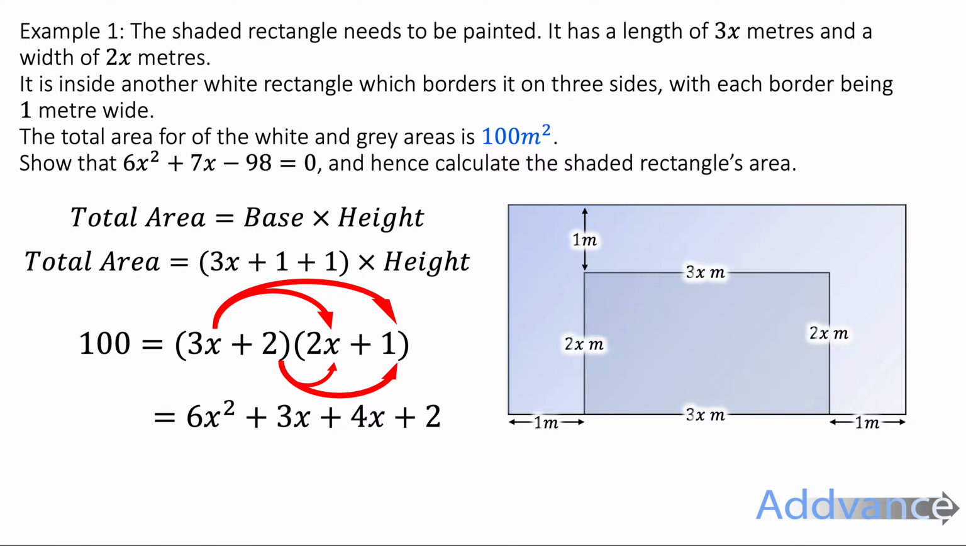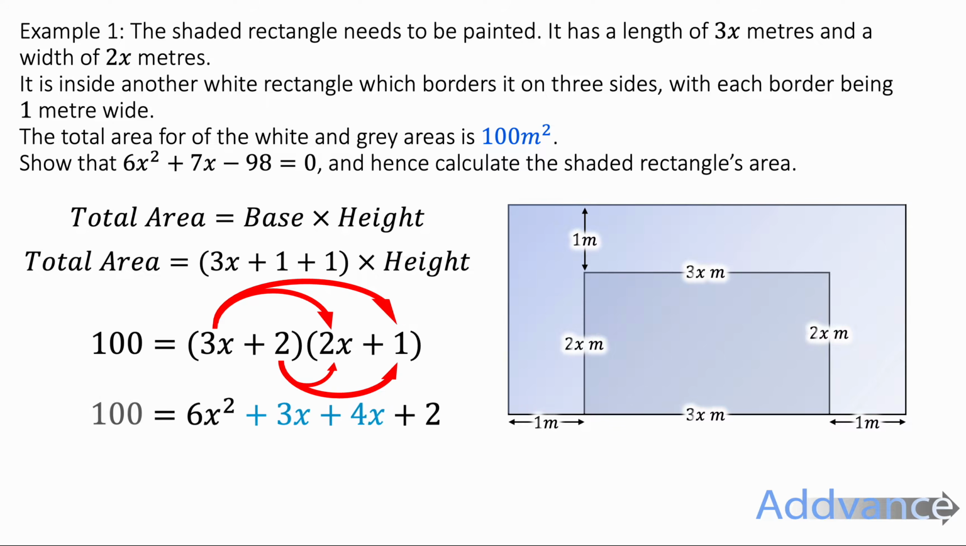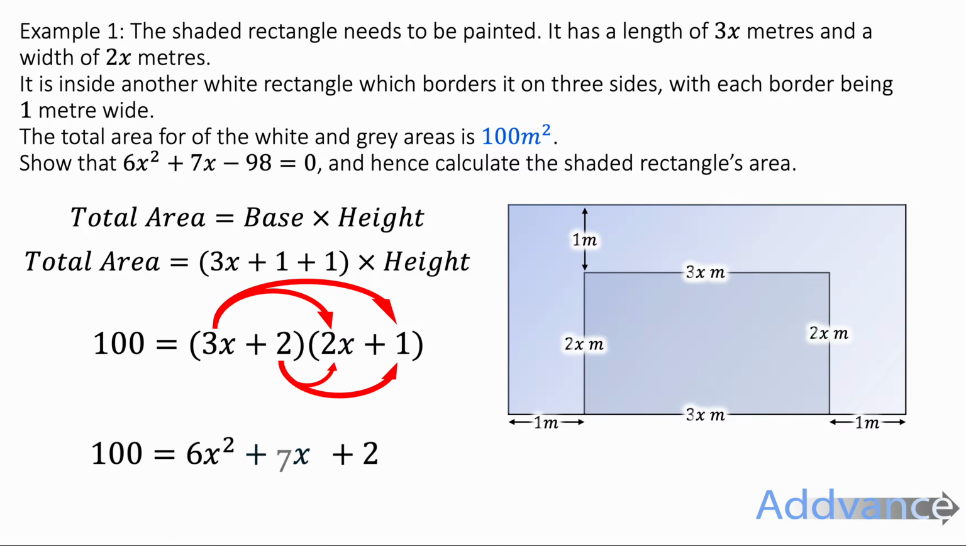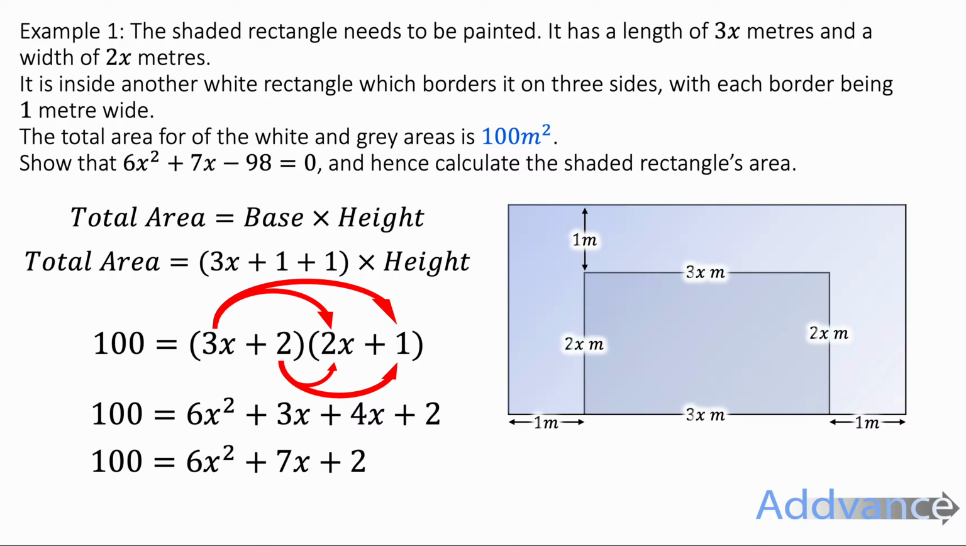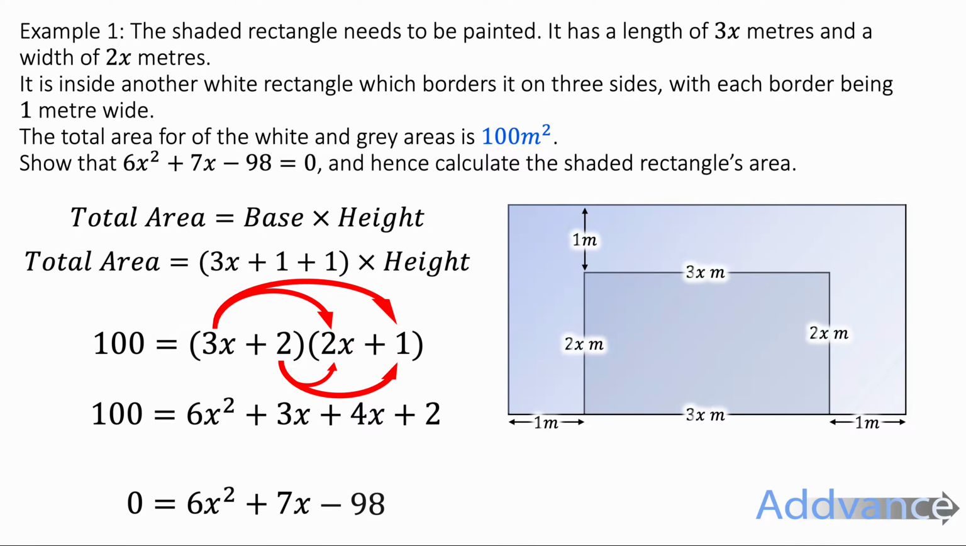Definitely use the crab's claw there so you don't make any mistakes. And then those middle terms will simplify to be 6x squared plus 7x plus 2. You take 100 off both sides and you get 0 equals 6x squared plus 7x minus 98 as required. Really nice question, that one. Now we've done that, we can use that to calculate the shaded rectangle's area.